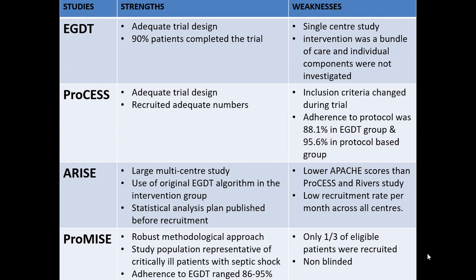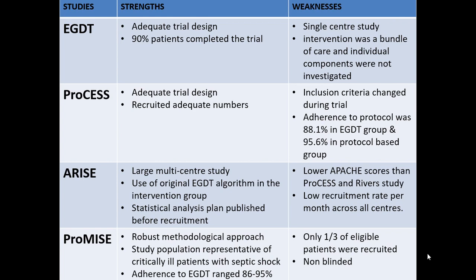There were a lot of strengths and weaknesses. In the early goal directed therapy trial, 90% of patients completed the trial. This was as per the reverse protocol, but the biggest weakness was that it was a single center study. Whenever we talk about a single centered study, we always look at the bias factor. There is a lot of bias in the data interpretation.